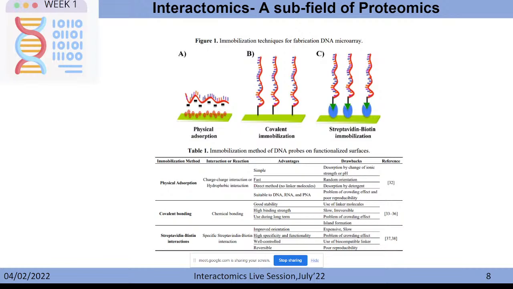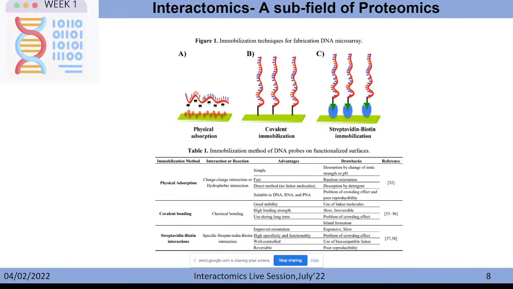For example, in the DNA, you will get physical absorption for the charge. The advantage is that it is a fast and direct method. You just absorb it by hydrophobic interaction or charge-charge interaction. The drawbacks are disruption by change of ionic strength, random orientation, and disruption by detergent.